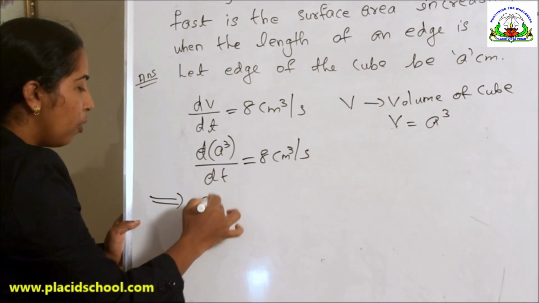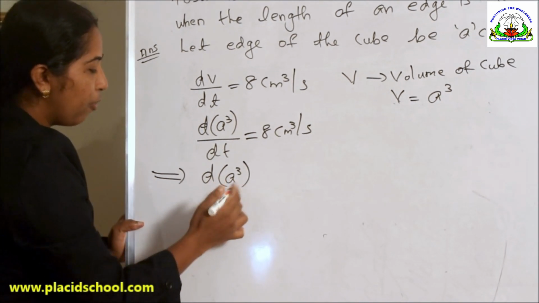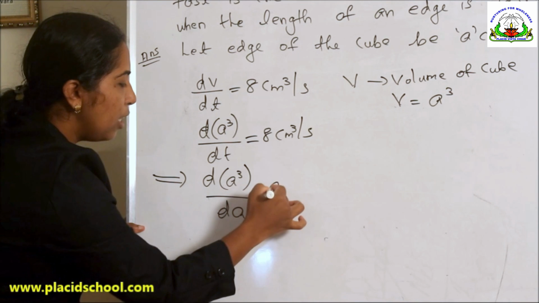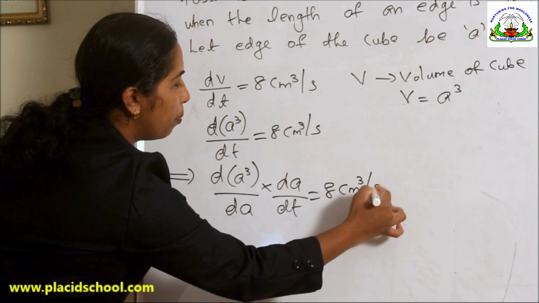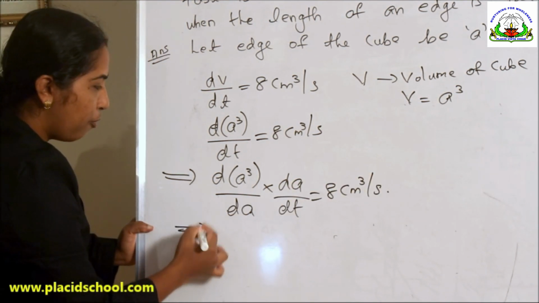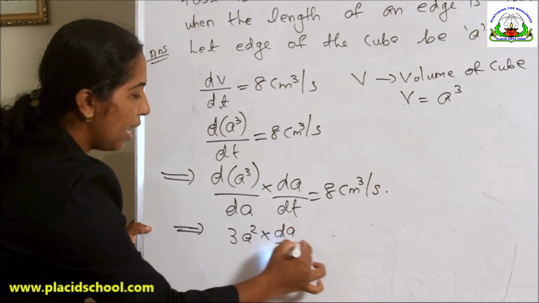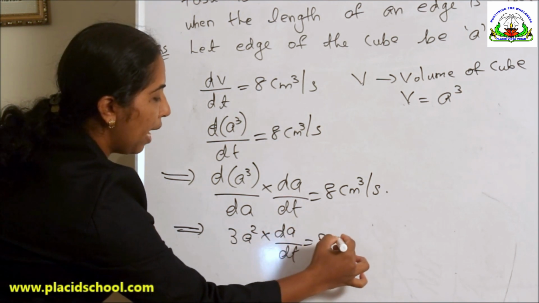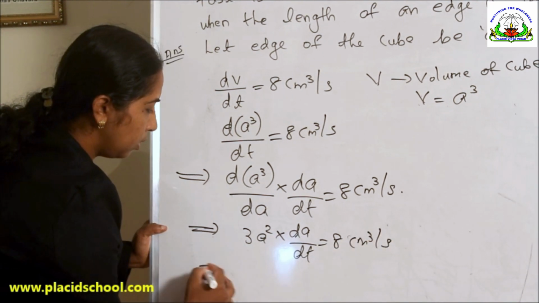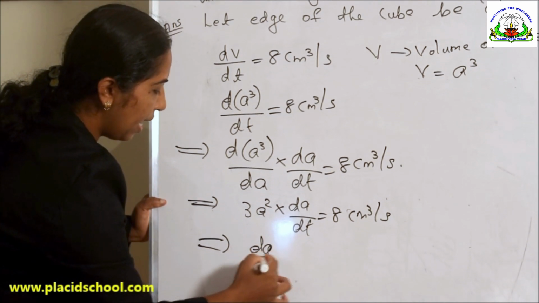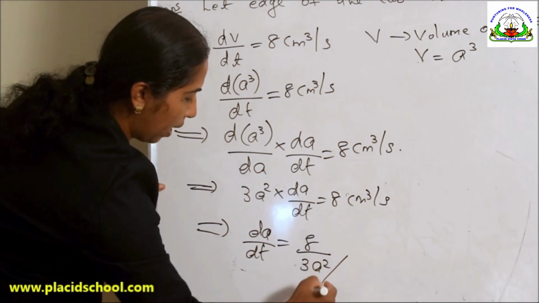From this step, we can apply chain rule here. This is derivative of a cube with respect to a into da by dt equal to 8 centimeter cube per second. Differentiating a cube with respect to a, 3a square into da by dt equal to 8 centimeter cube per second. This implies da by dt is equal to 8 by 3a square.